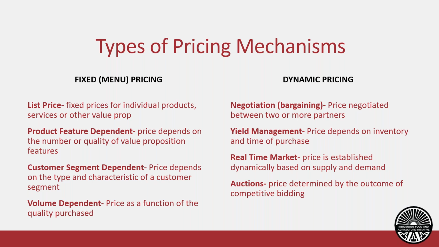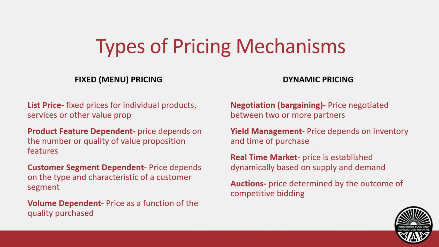But there are other ways that you can move from dynamic pricing that changes all the time, into fixed pricing. So list price, this is one you're most familiar with. You go to the grocery store and something is $3 and you pay $3. Product feature dependent. This means that the price depends on the number or the quality of the value proposition features. Maybe you can sell organic corn for a lot more than you can conventional because the product is different and the quality is different. Customer segment dependent.